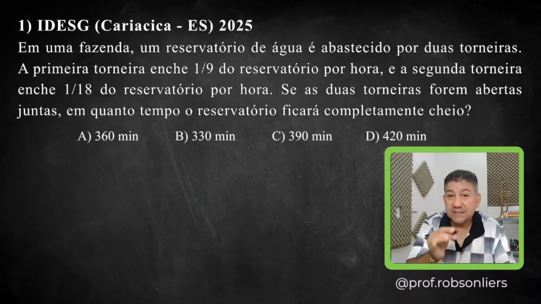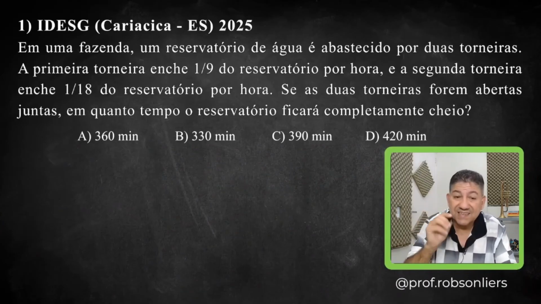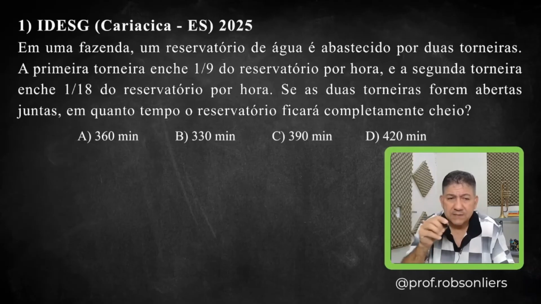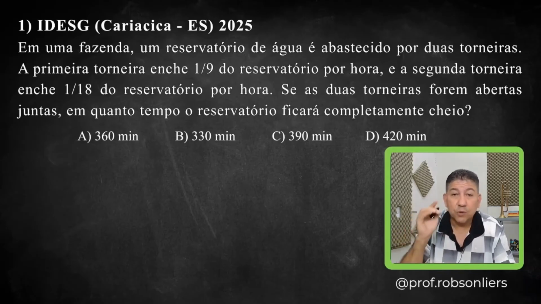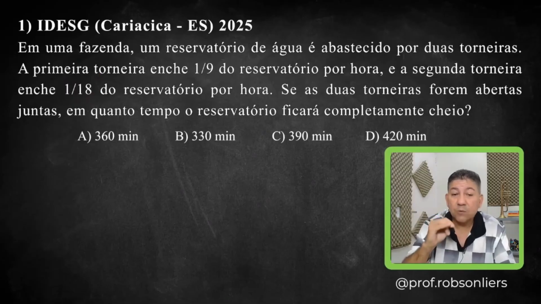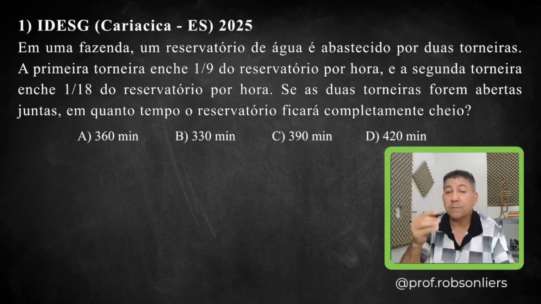Well, now that you already have the basics of how to solve faucet problems, let's go to the first problem here, which is a problem from the City Hall of Cariacica, Espírito Santo. That happened now in 2025, and it says the following. On a farm, a water reservoir is supplied by 2 faucets. The first faucet fills 1/9 of the reservoir per hour, and the second faucet fills 1/8 of the reservoir per hour. If both faucets are open together, how long will it take for the reservoir to be completely filled?